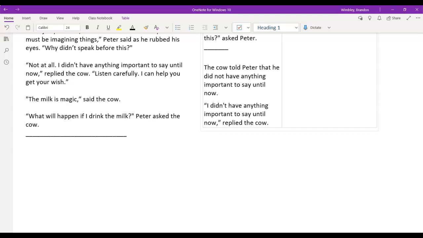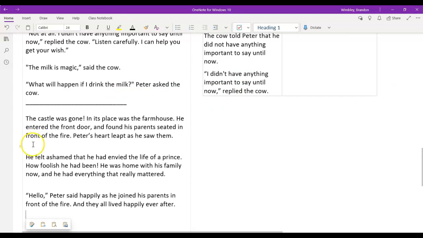I could just say that he was happy to find his parents and end my fairy tale, but that ending doesn't explain something important. If the castle is a farmhouse again, then Peter probably isn't a prince anymore. Would he be sad about that? The ending needs to be a happy one, so I can say that he is happy to be with his family again, and that he's also kind of learned a lesson. So this is what I have for my ending, my closure. Let's look at it together.